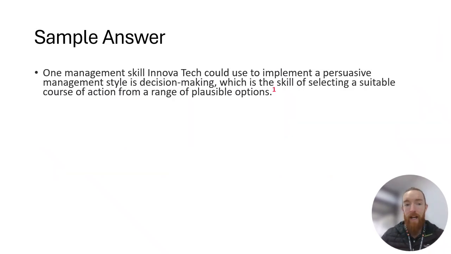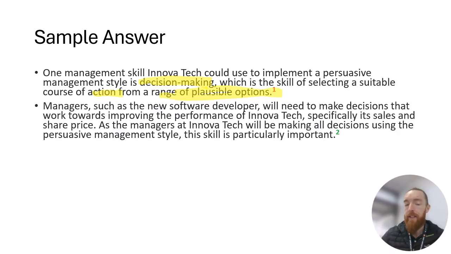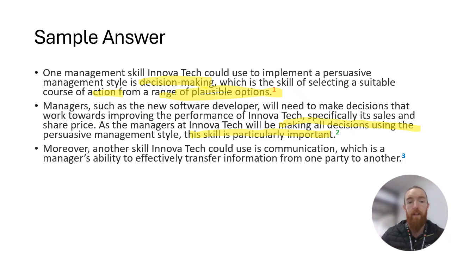style. If we want to do that, one management skill that they could use is decision-making during a persuasive management style, which is the skill of selecting suitable action from a range of plausible options or alternatives. Managers, such as the new software developer, will need to make decisions that work towards improving performance at Novatech, specifically at sales and share price. As the managers will be making all decisions using the persuasive management style, this skill is particularly important. So just saying that because the managers are making the decision, it's a very important skill in a persuasive management style. Moreover, another skill that they could use is communication.